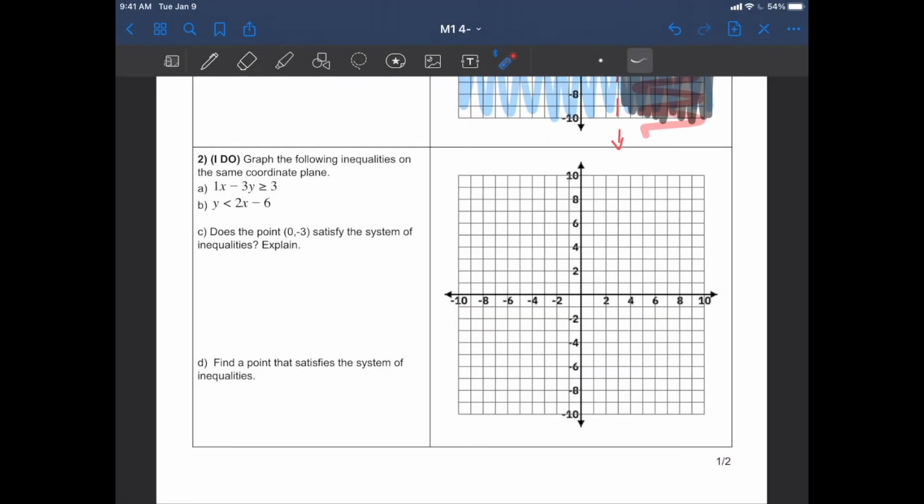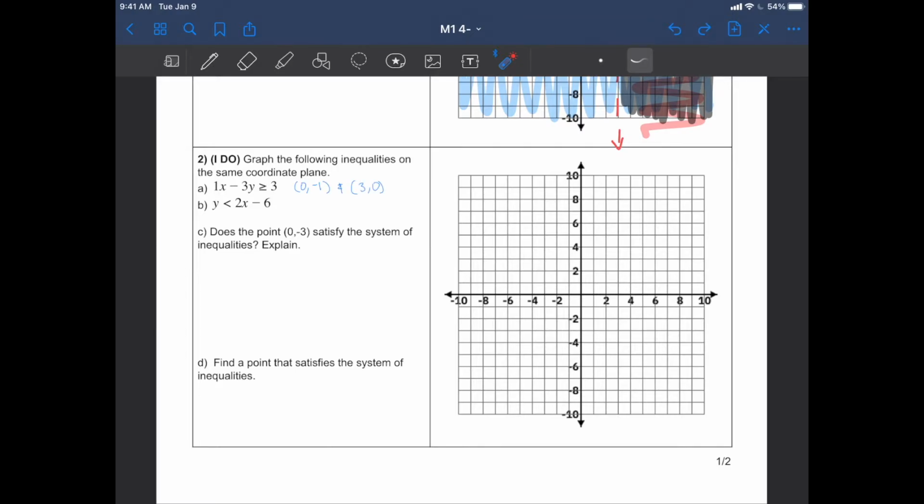All right, so here's a slightly more challenging example. Here we have an inequality written in standard form as well as an inequality written in slope-intercept form. So you have to be very familiar with this. The first inequality is actually written in standard form, so we actually have to find the intercepts.